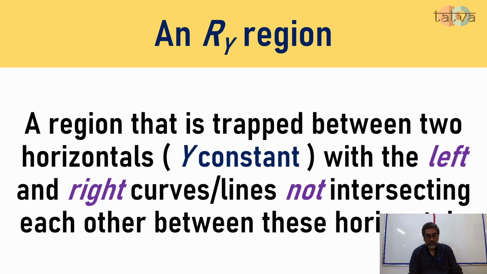An Ry region will be easy now because it's just a rotation of the Rx region. It is a region that is trapped between two horizontal lines. And you know, horizontal lines in Cartesian geometry will have equations where y is constant. And obviously, when the region is trapped between two horizontal lines, we talk about the intersection of the left curve and the right curve. So that intersection should not happen. So in an Ry region, the region is between two horizontal lines where the left curve and the right curve will not intersect.